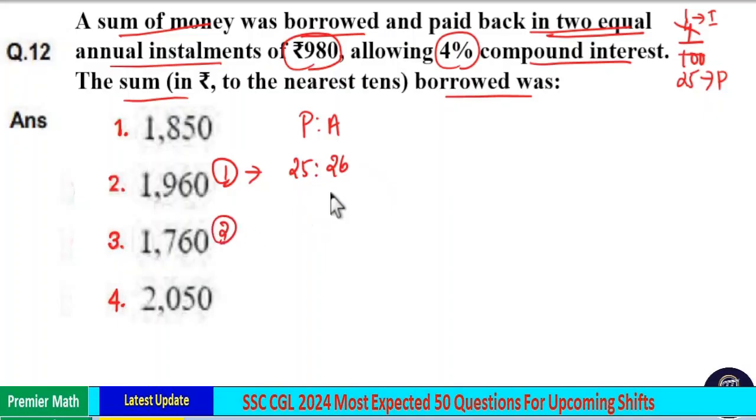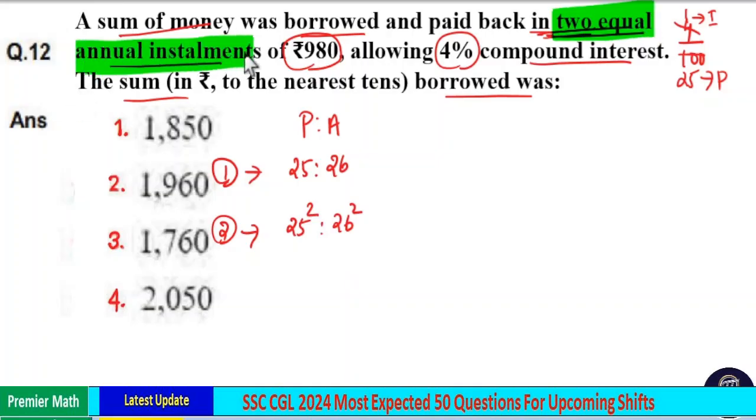Now, in second year, there are 2 years because amount paid back in 2 equal annual installments means total 2 years. So, in second year, principal is 25 square and amount is 26 square. Now, question clearly says amount paid back in 2 equal annual installments, which means this 26 part and 26 square part are equal. But here it is not equal, so we should equalize it. That is, in first year it is 26 part, in second year it is 26 square part. But question says this amount in first year and second year are equal.